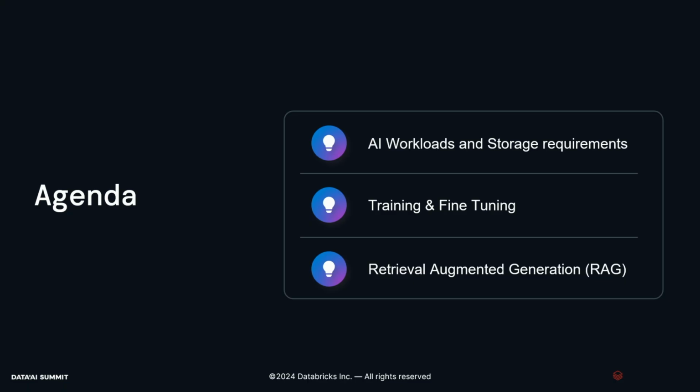Right, so today in this session, we're going to talk about, generally speaking, what are the major types of AI workloads and what are the storage requirements. This is something that most people tend to overlook because there is a lot of focus on compute, but there's a big aspect around storage in terms of data access, freshness, security, and all of those things. So we talk about that.